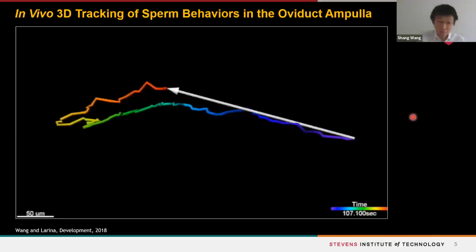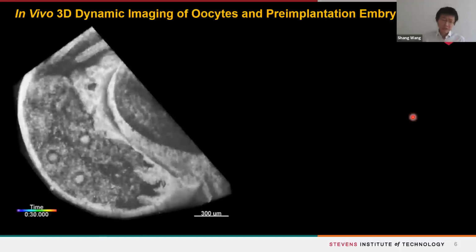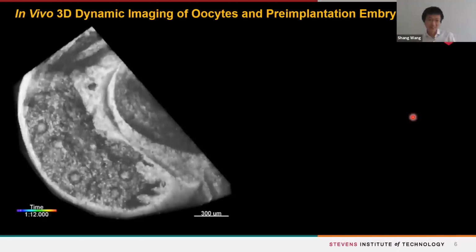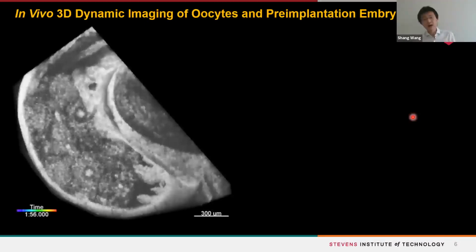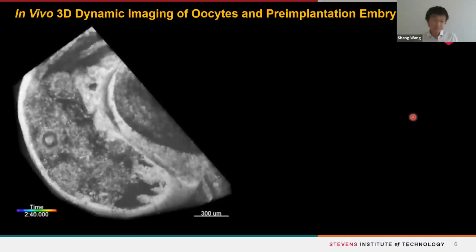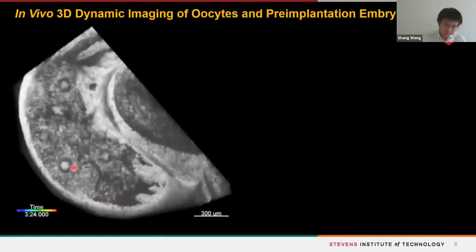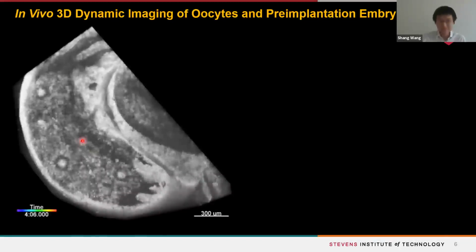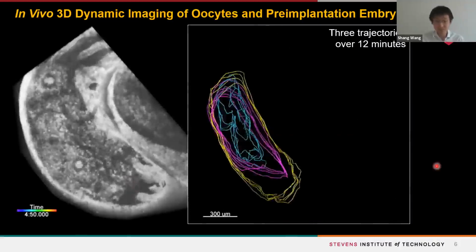in the native fertilization environment. Most recently, we have achieved the first in vivo 3D imaging of the dynamics of oocytes and preimplantation embryos as they are transported through the oviduct. In the example shown here, the cumulus oocyte complex has an unexpected circular movement inside the oviduct ampulla, and their trajectories are spatially distinct.